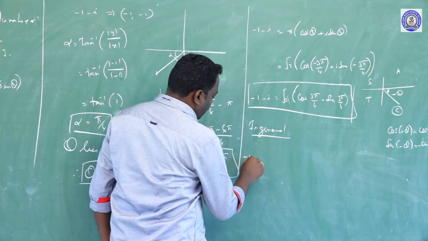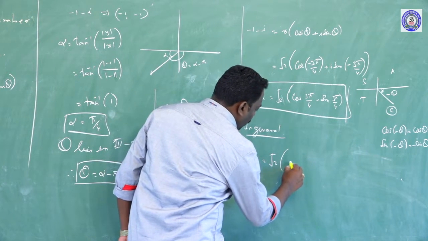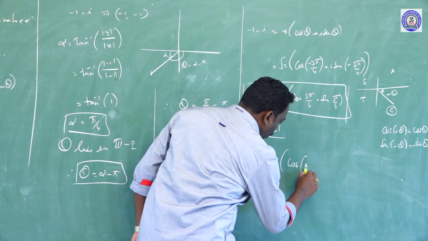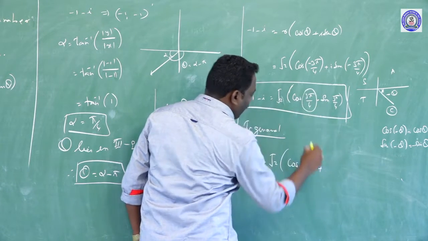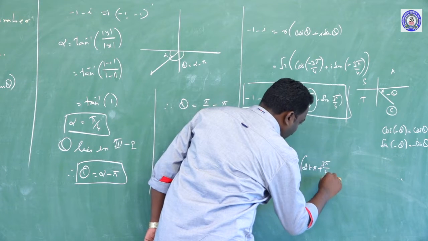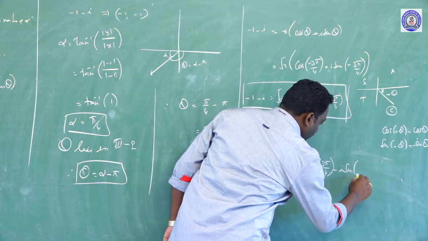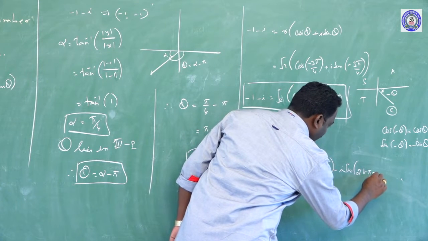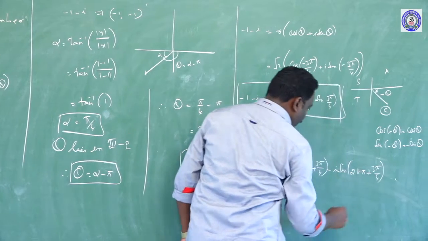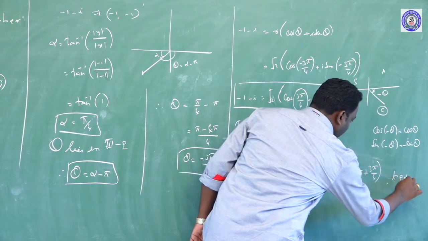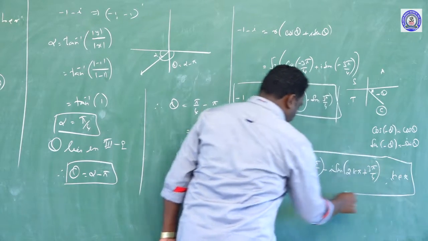the polar form of minus 1 minus i is equal to root 2 into cos of 2k pi plus theta, where theta equals 3 pi by 4, minus i into sin of 2k pi plus 3 pi by 4, where k belongs to capital R. This is called the general form.